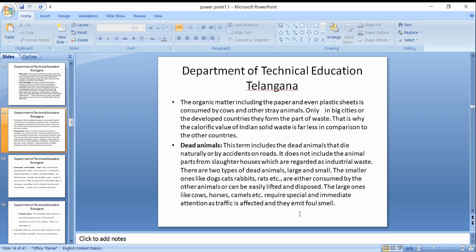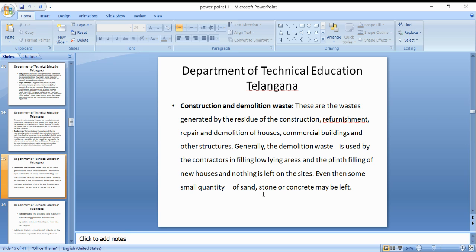If we leave it like that in the areas where the animals have died, it will create a foul smell. So it should be taken away immediately. These also cause environmental risk. Next comes construction and demolition.